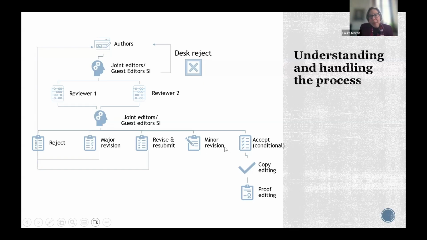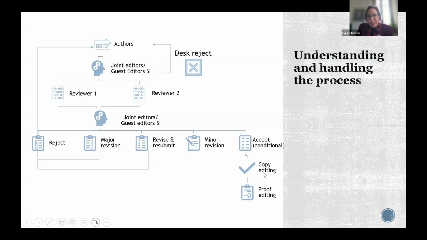Minor revision, in that case, the paper doesn't go back to the reviewers, but it can be subjected to conditional acceptance. Why conditional acceptance? Because, first of all, it has to respect the editorial style guidelines of the journal. We do not have the resources to have SAGE run independently a full copy editing of the papers that are coming from a lot of countries whose English is not the mother tongue. Therefore, there is the need for copy editing.